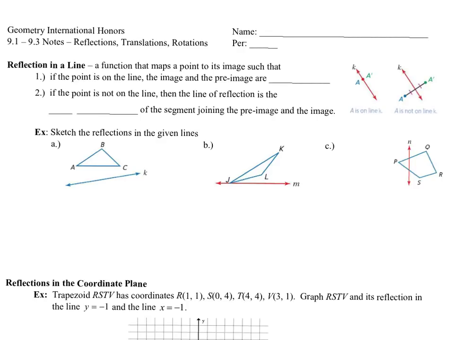Hello geometry students. In this video we are going to begin our unit on transformations, and we'll be talking about reflections, translations, and rotations. Now all three of these transformations would be congruence transformations because they wouldn't change the shape or the size of a geometric figure. So let's start with the definition of a reflection in a line.